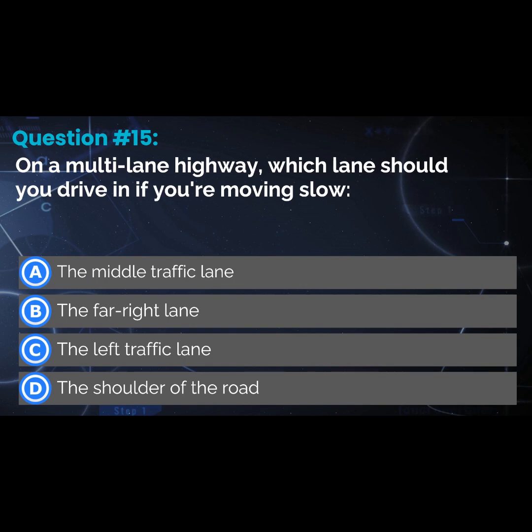Question 15. On a multi-lane highway, which lane should you drive in if you're moving slow? A. The middle traffic lane. B. The far right lane. C. The left traffic lane. D. The shoulder of the road.